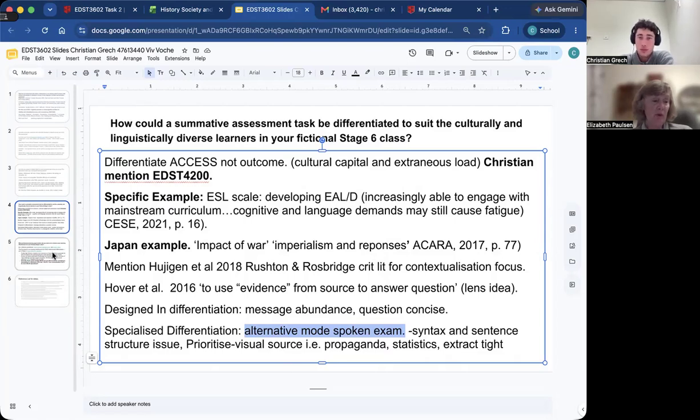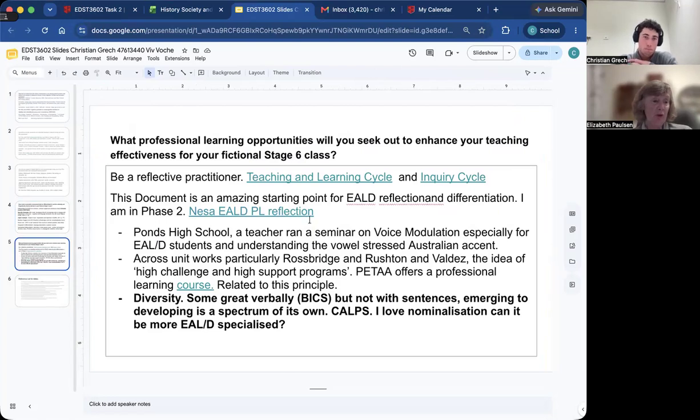So let's move to question 5. What professional learning opportunities would you seek out to enhance your teaching effectiveness for that fictional class? Yep. So this idea of reflective practitioner, the teaching and learning cycle and the inquiry cycles, pretty much the same sort of thing. What do I want my students to learn? What are my students struggling with? They're structured, circular cycles of reflection that you can enter at any point to reflect on how am I going to improve my pedagogy.